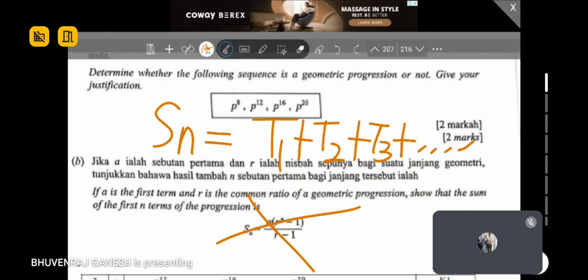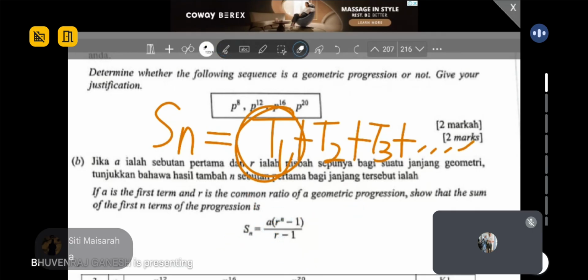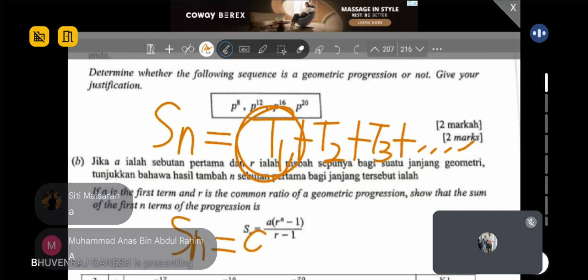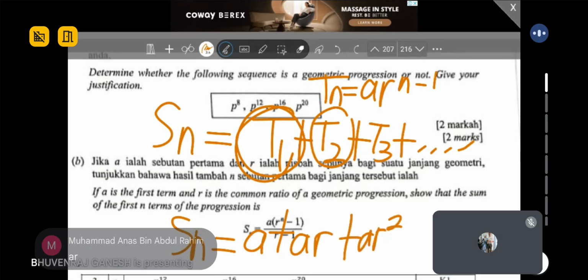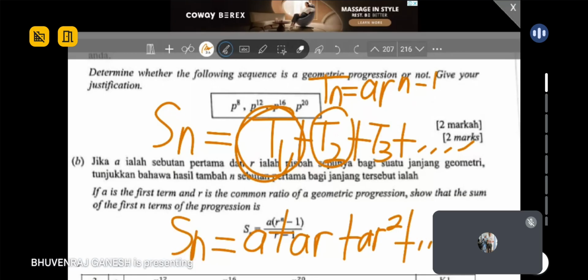Okay, so second step. T1 equal to what, guys? T1 ni adalah sebutan pertama, first term. So first term, what symbol we give? May I know? Yes. So Sn equal to A plus. Okay, so T2 sambung saja. So you all know this is geometric, right? So Tn is equal to ar power n minus 1. So n sama dengan 2, you will get ar plus ar square. Sambung saja. Just continue. Okay, then you just put dot dot dot.